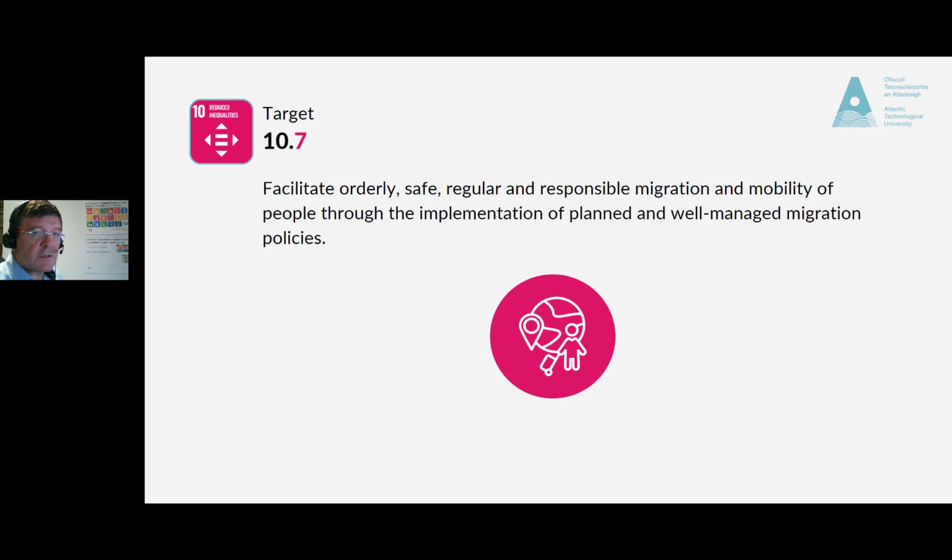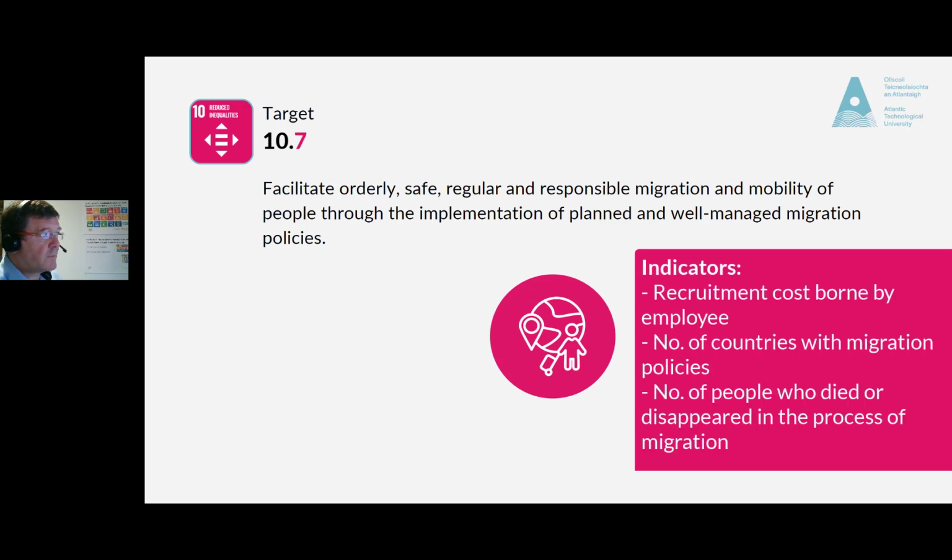What are your thoughts on this target? And what do you think of the indicators? Recruitment costs borne by employees as a proportion of monthly income earned in country of destination, as one indicator for target 10.7. Number of countries with migration policies that facilitate orderly, safe, regular and responsible migration and mobility of people. Number of people who died or disappeared in the process of migration towards an international destination.